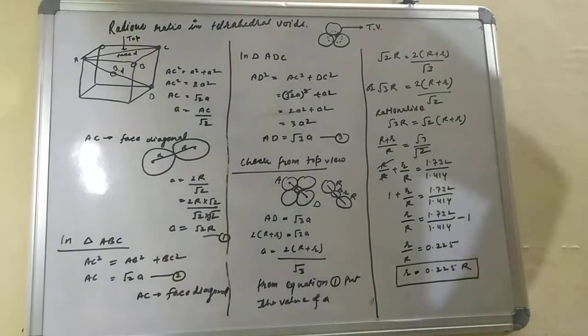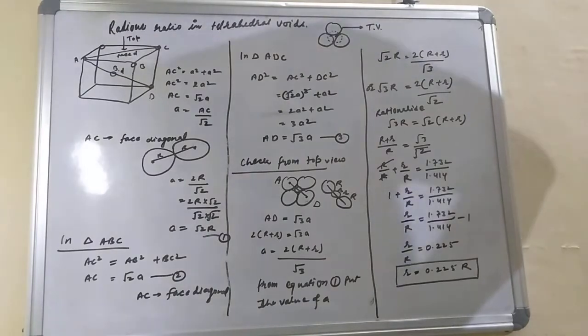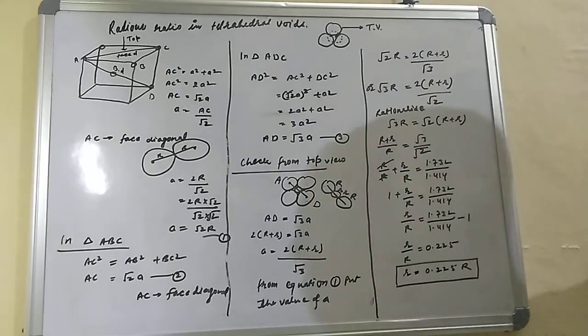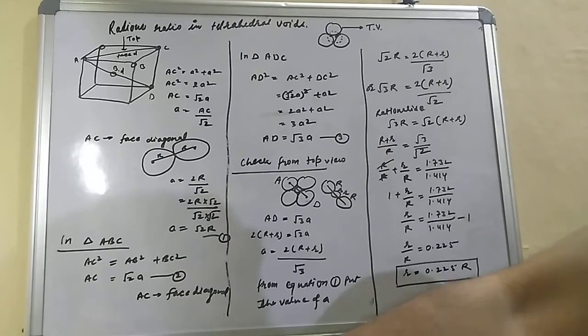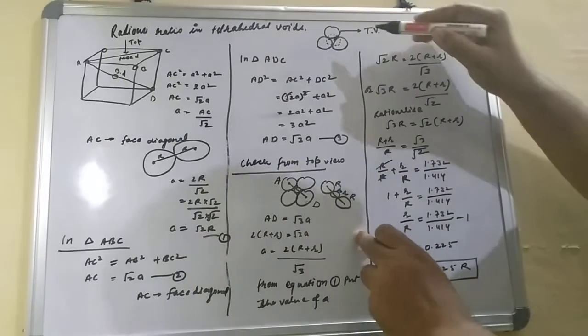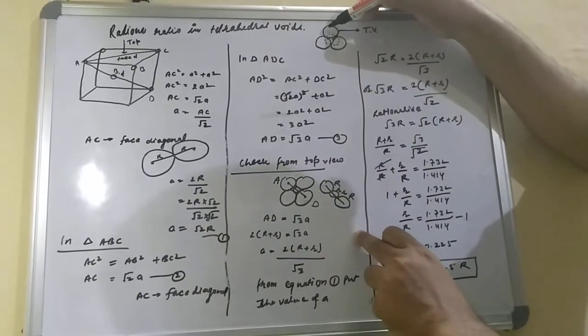Okay, I have already solved it on the board, and let us see. I am explaining on the board. Firstly, try to understand what a tetrahedral void is. This is the trigonal void, meaning the void between three atoms.